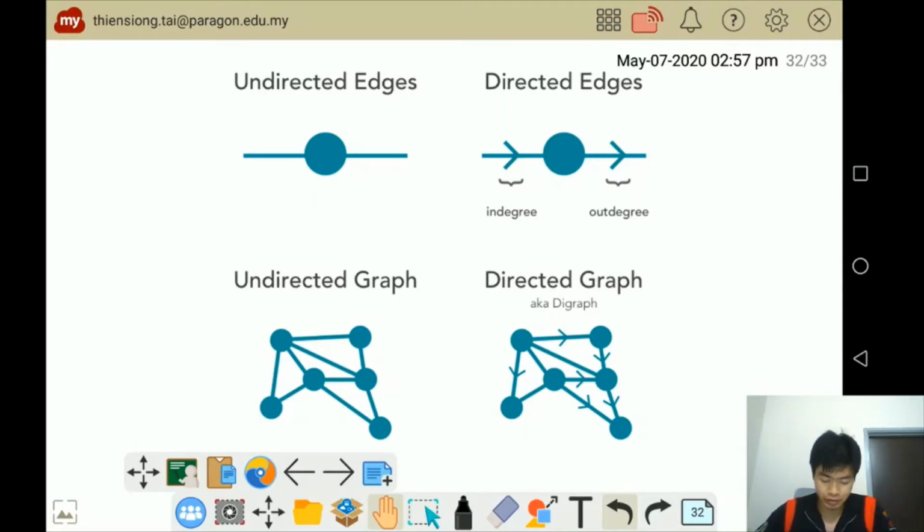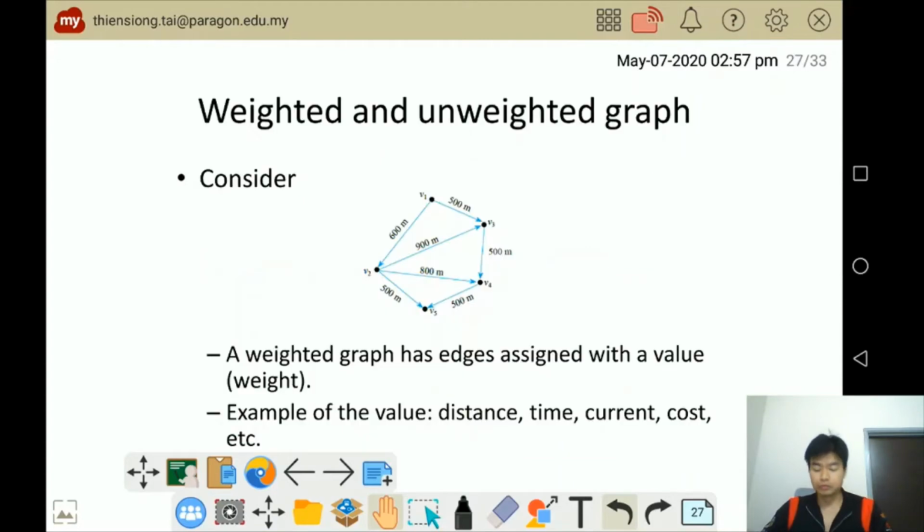So today we are going to talk about the weighted and the unweighted graph. Consider this graph. Look at the graph on the screen. As you can see, every edge is assigned a value. For example, how many vertices do we have here? We have 5 vertices here: v1, v2, v3, v4, and v5.